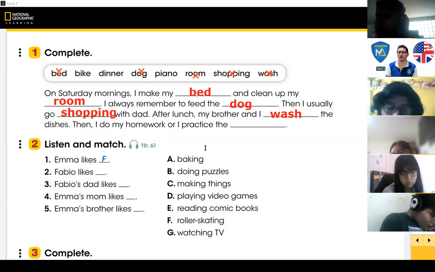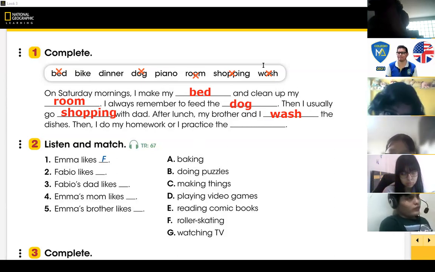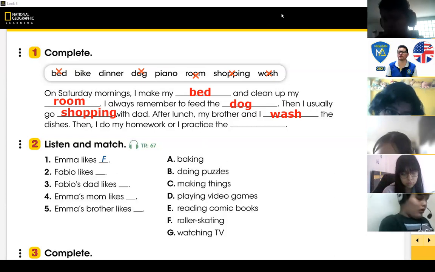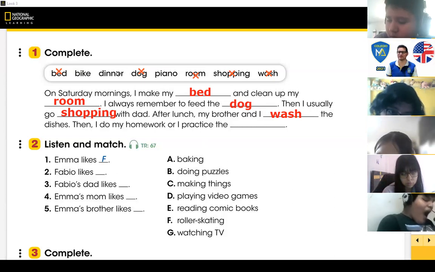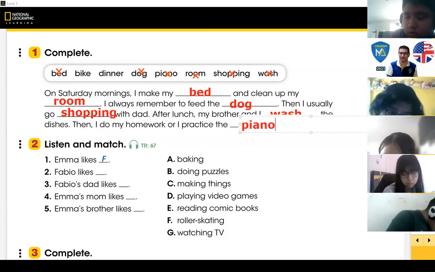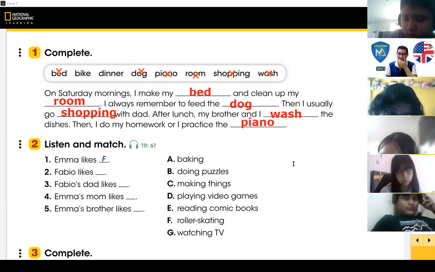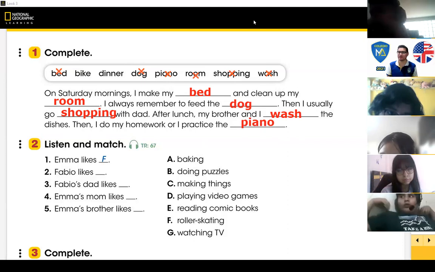Then I do my homework or practice the... Piano. Great. Practice the piano. Okay. Those are the answers. Very good. Excellent. Now, let's work on the next activity.